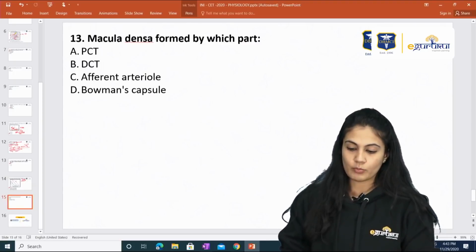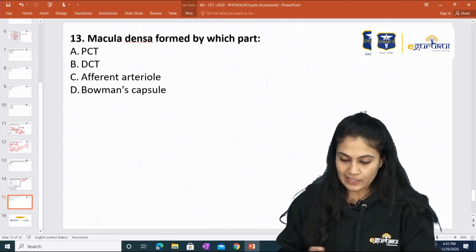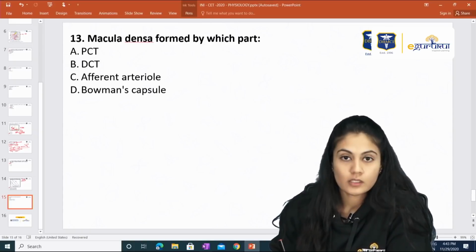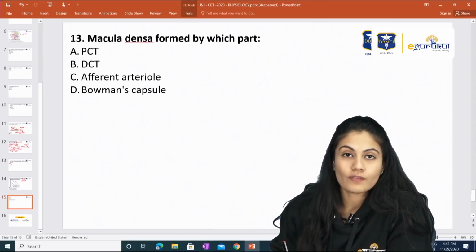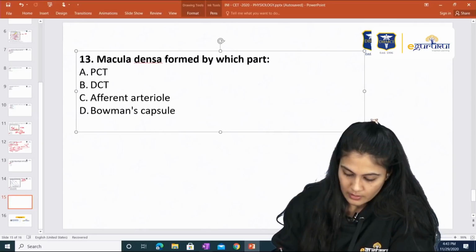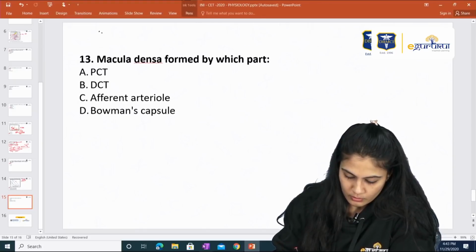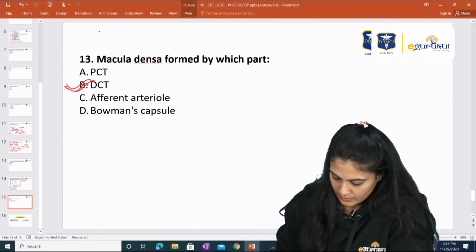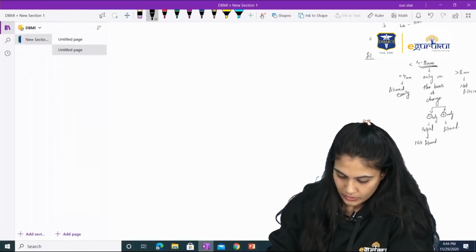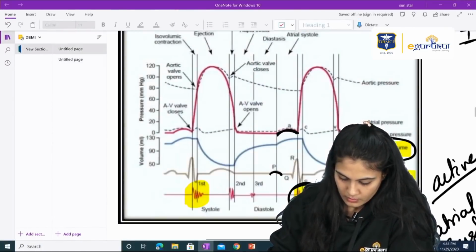Okay, let's move on to the last but not the least question. Macula densa is formed by which part? Remember, this is a part of the DCT, the distal convoluted tubule. The answer over here is option B. Let's see why, and if we have a diagram of this.